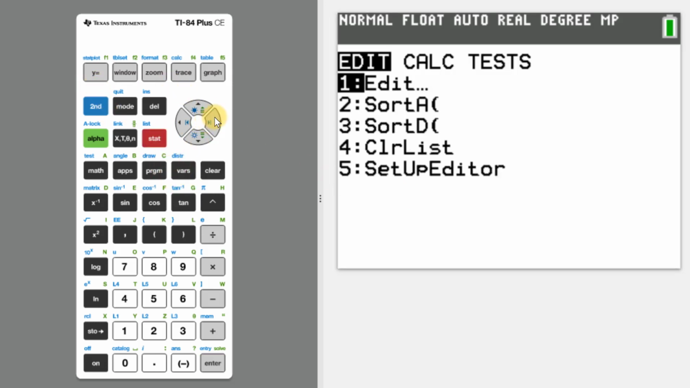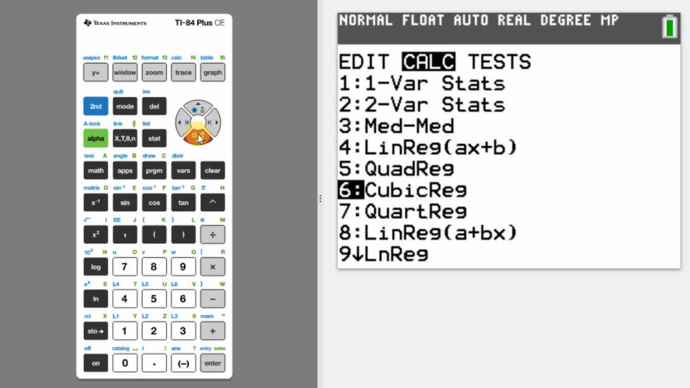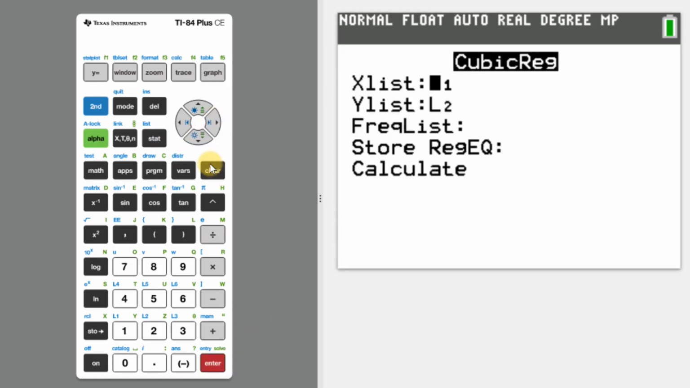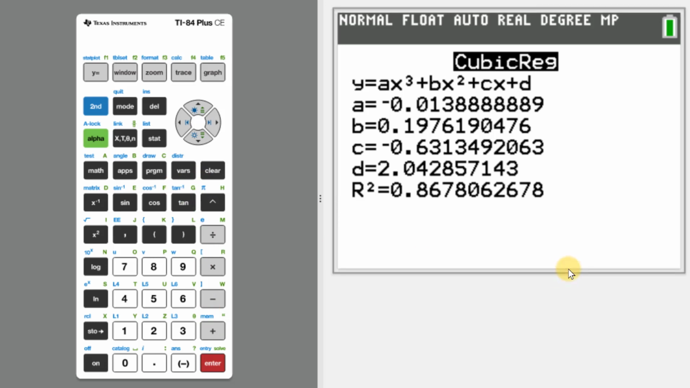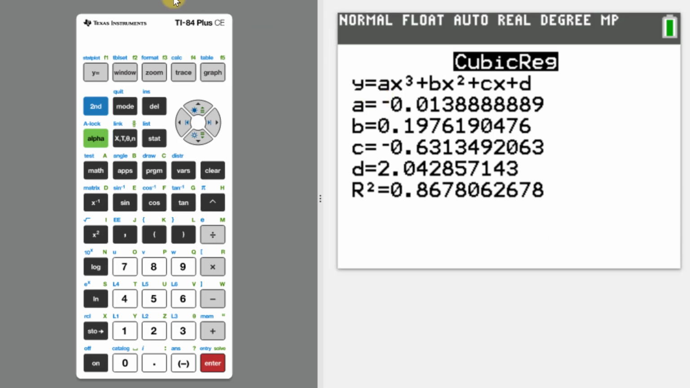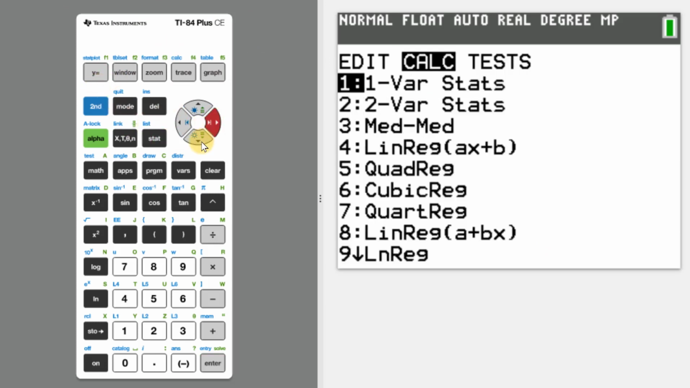Okay, so we'll go stat, calc, we can do a cubic regression. Okay, calculate that. Okay, again, we're given an R squared. Okay, so let's go ahead and figure out what our R value is. So 0.8678062678. Okay, so that's going to be just under our quadratic.